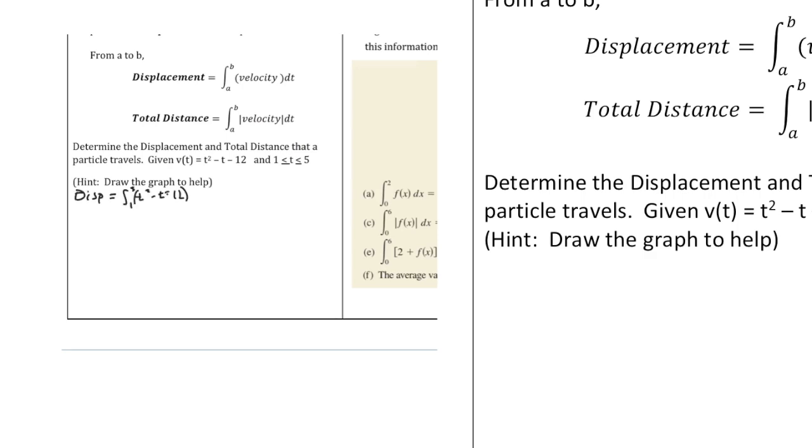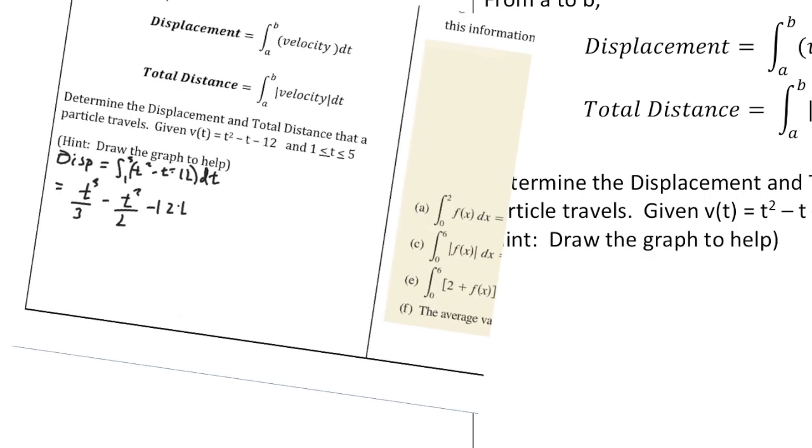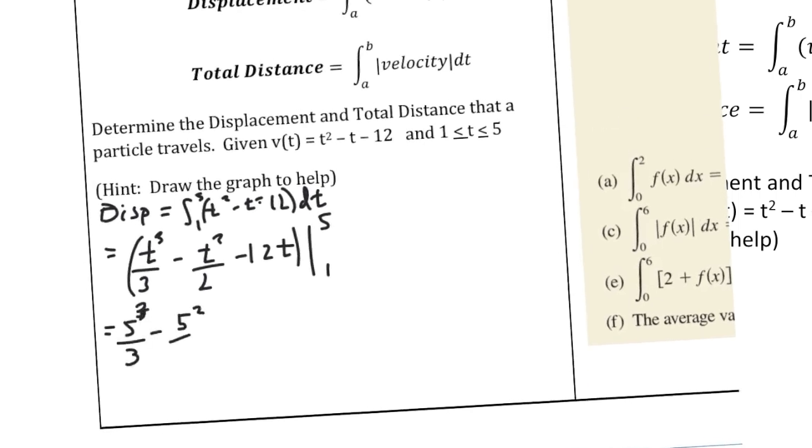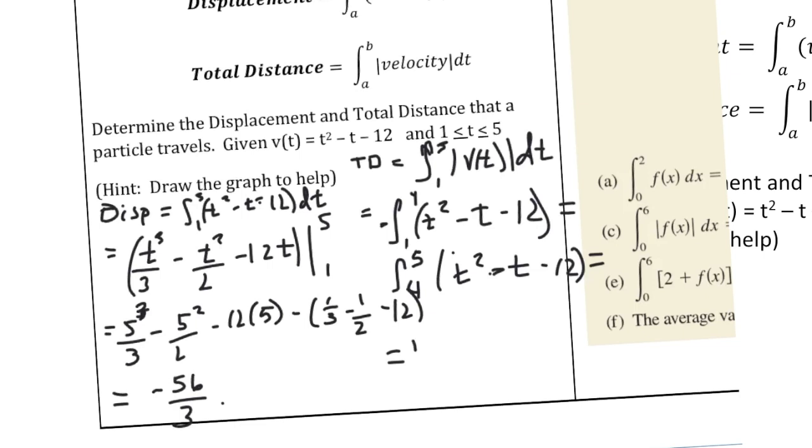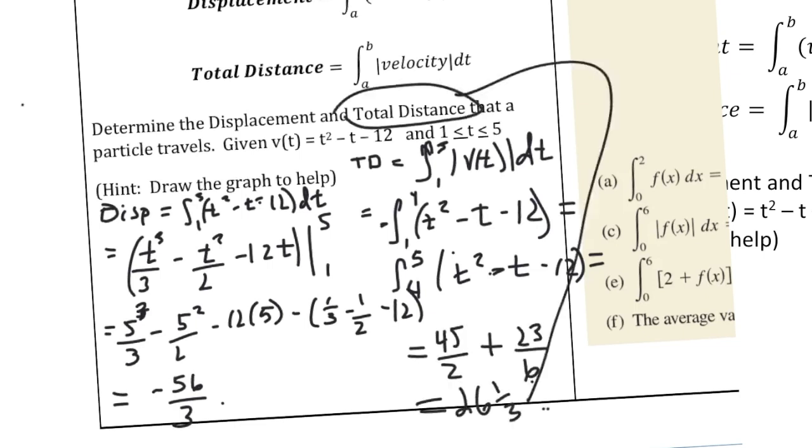Number 7, you're asked to find the displacement. Well, displacement is the antiderivative of your velocity. Using the fundamental theorem of calculus, substitute your 5 in to your antiderivative minus 1. Now, total distance is absolute value of velocity. It would be very reasonable if you chose to use your calculator to complete this problem.